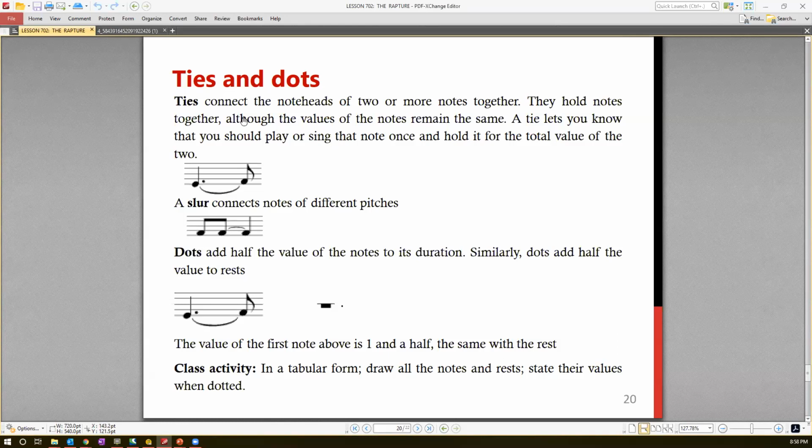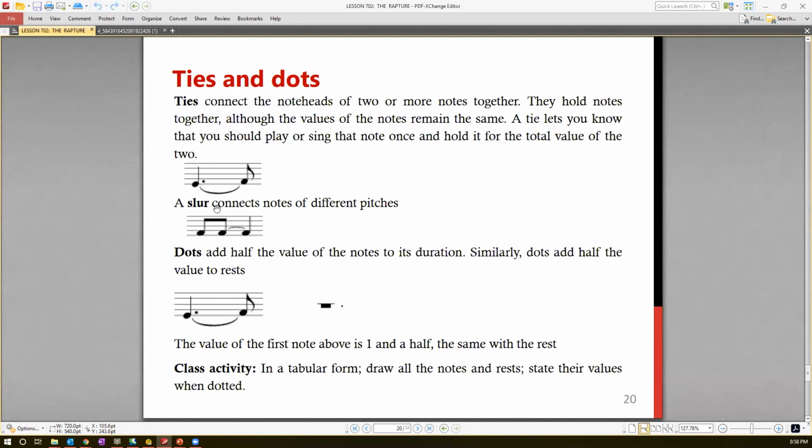Yes. Okay, fantastic. Okay, so we're going to talk about ties and dots, right? So ties connect the note heads of two or more notes together, okay? They hold notes together, although the values of the notes remain the same. A tie lets you know that you should play or sing that note once and hold it for the total value of the two notes.